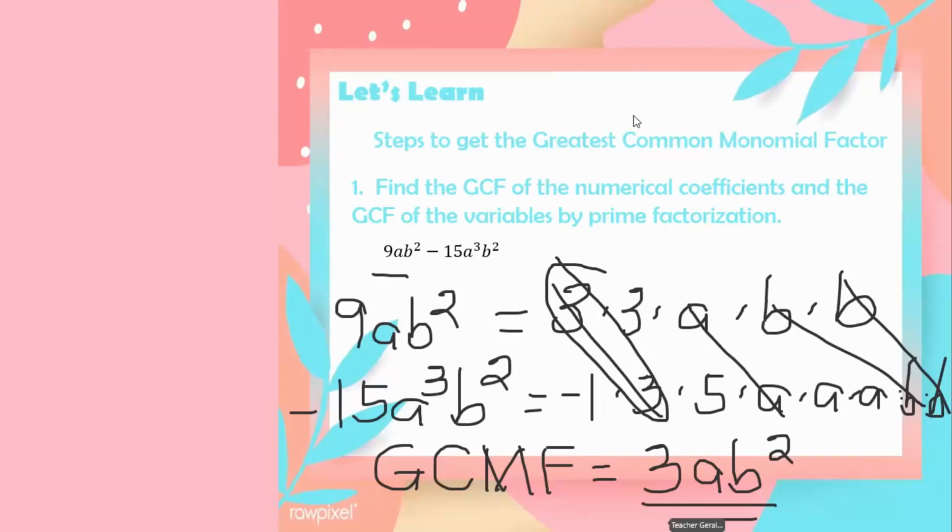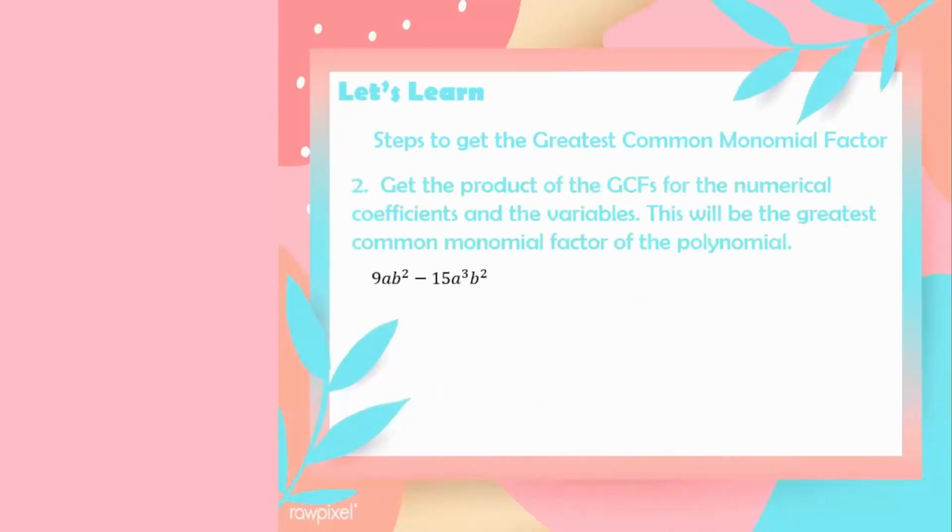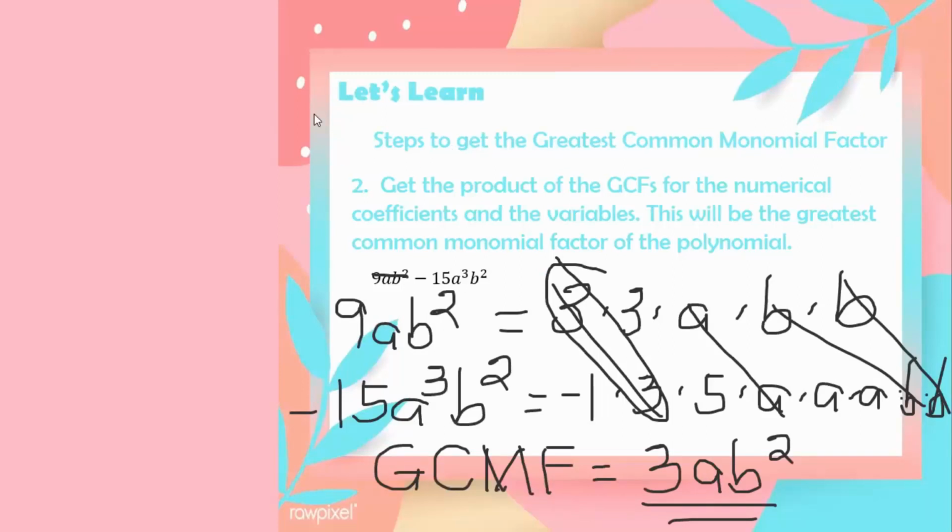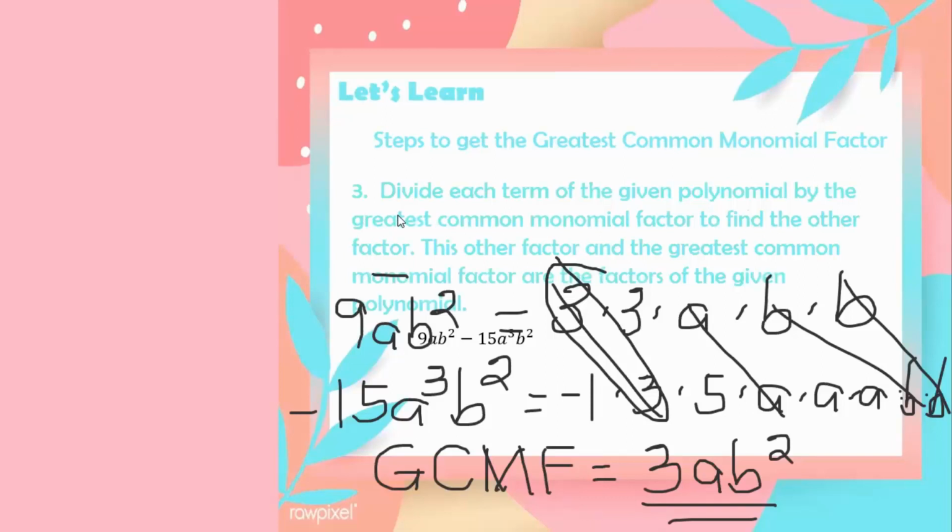Okay? Next. So yan, nakuha na natin yung greatest common monomial factor nila. Ano yung susunod na step? Okay, so we get the product of the GCF for the numerical coefficients and the variable. And this will be the greatest common monomial factor. So yun yung ginawa natin kanina. Kaya nakuha natin yung kaninang 3ab squared. Next. Ano naman yung susunod na step? Okay, divide each term of the given polynomial by the greatest common monomial factor to find the other factor. Okay, this other factor and the greatest common monomial factor are the factors of the given polynomial. Kaya ito yun. Kinuha na natin yung lahat ng common monomial factor sa kanilang dalawa, which is 3ab squared.